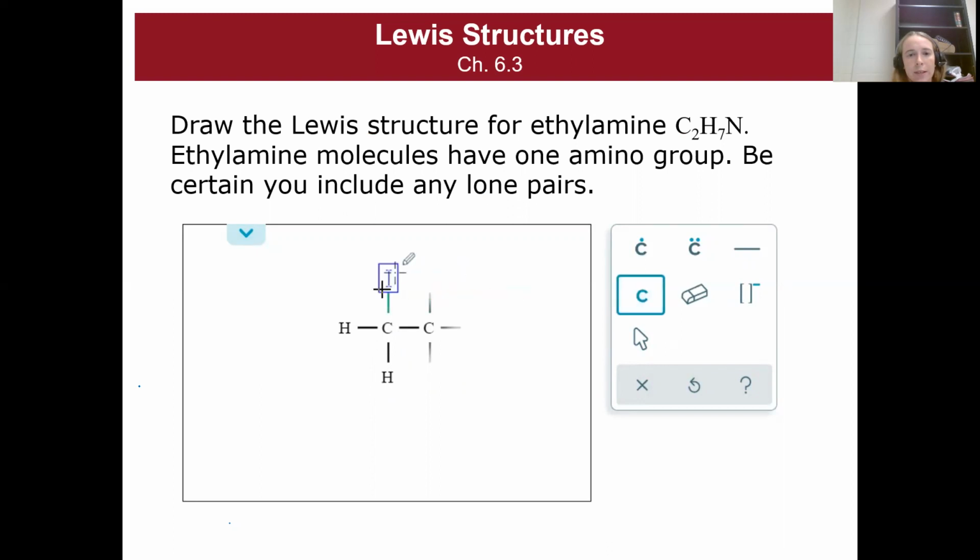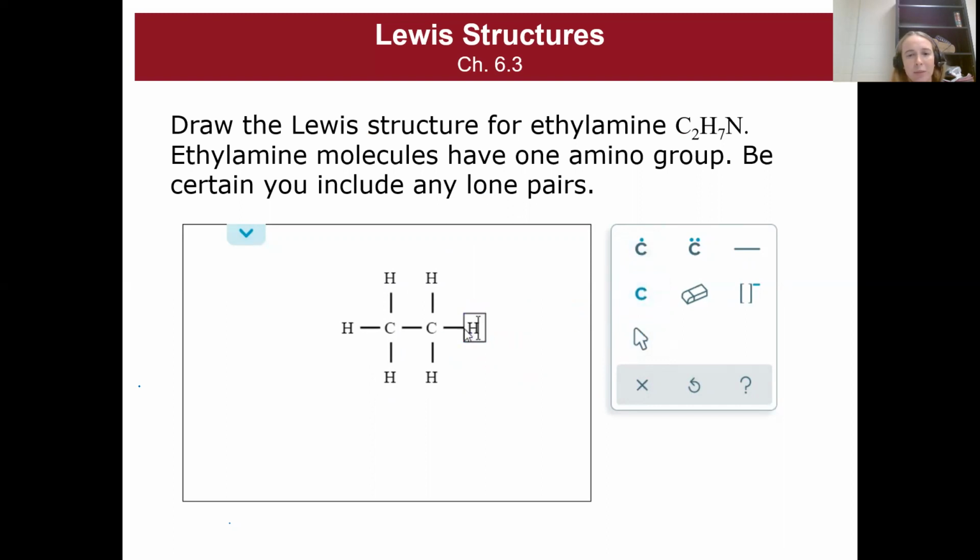So you just place the atom symbol and then type it in. So you just type in C for carbon, H for hydrogen. It's a little finicky, so it might take you a little while. Just be patient. It was a little frustrating for me too.